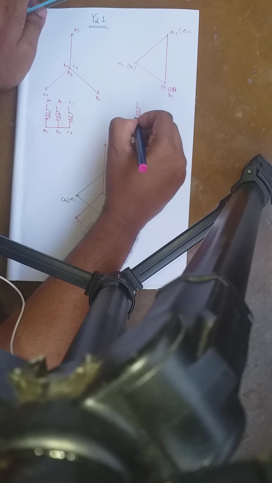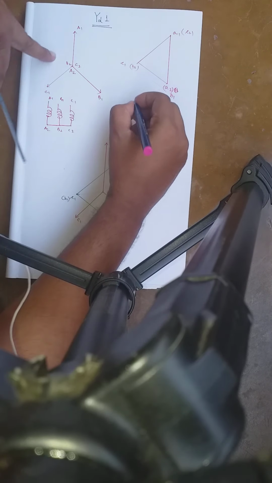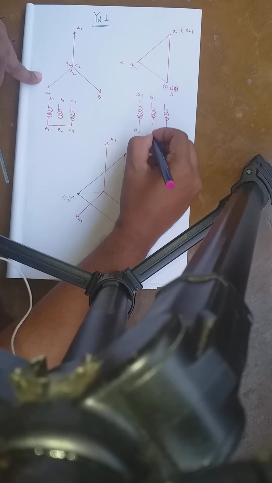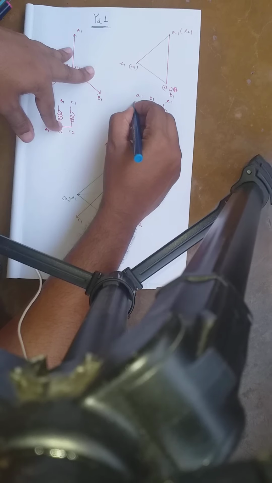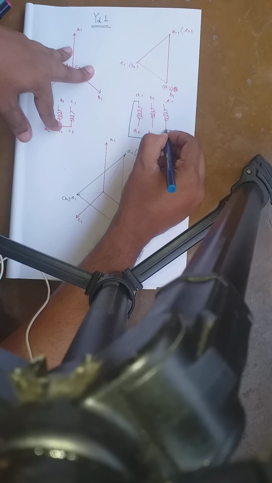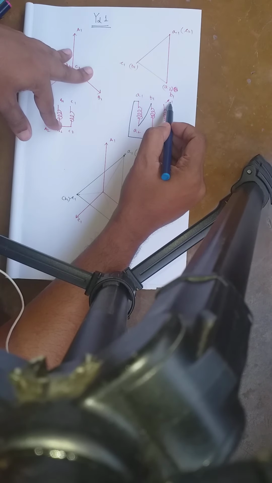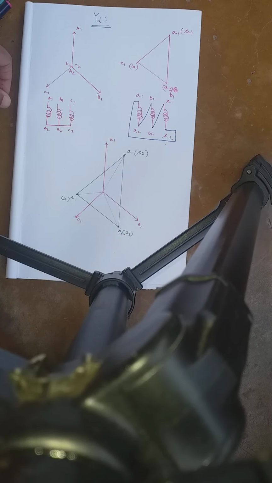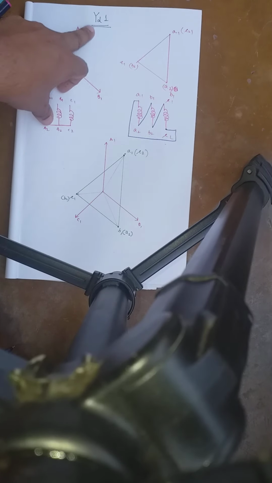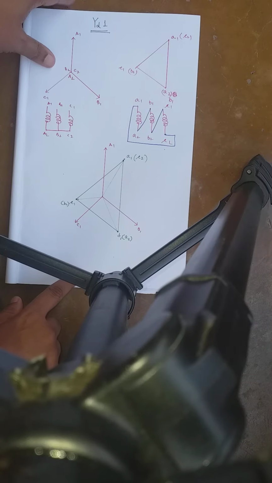Those who are performing delta in your three phase connection of transformer can easily identify how they are joined. Suppose this is A1, this is A2, this is B1, this is B2, this is small c1, this is small c2. So A1 and C2 are connected. Then B1 and A2 are connected. And small c1 and B2. Like this. So when we connect in this manner, then it forms YD1. And the last of my today's topic, YD11.